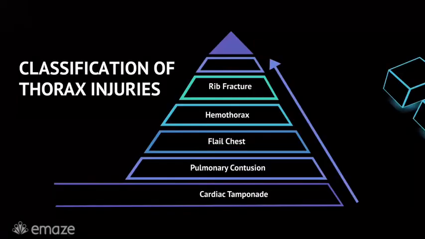Assalamu alaikum warahmatullahi wabarakatuh. My name is Suud bin Talib, and today we'll talk about classification of thorax injuries. First, we'll talk about rib fracture, hemothorax, flail chest, pulmonary contusion, and finally, we'll talk about cardiac tamponade.